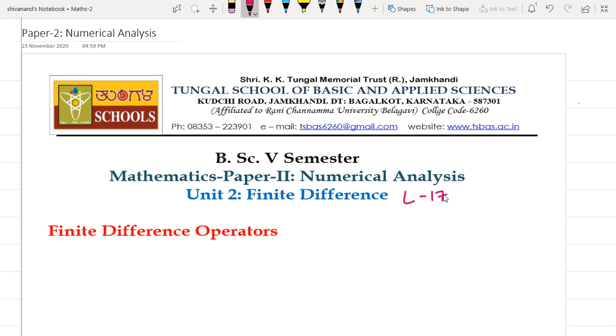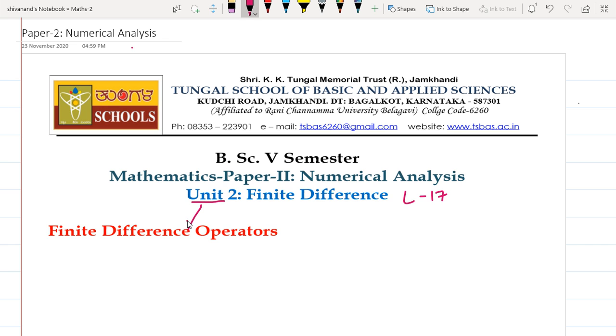So now we have seen that we have already completed unit 1, that is solution of algebraic as well as transcendental equations, and solution of system of linear equations. There we have seen iteration methods, Gauss Seidel as well as Jacobi iteration methods. So that is the end of unit 1. Now we are going to start unit 2, that is finite difference.